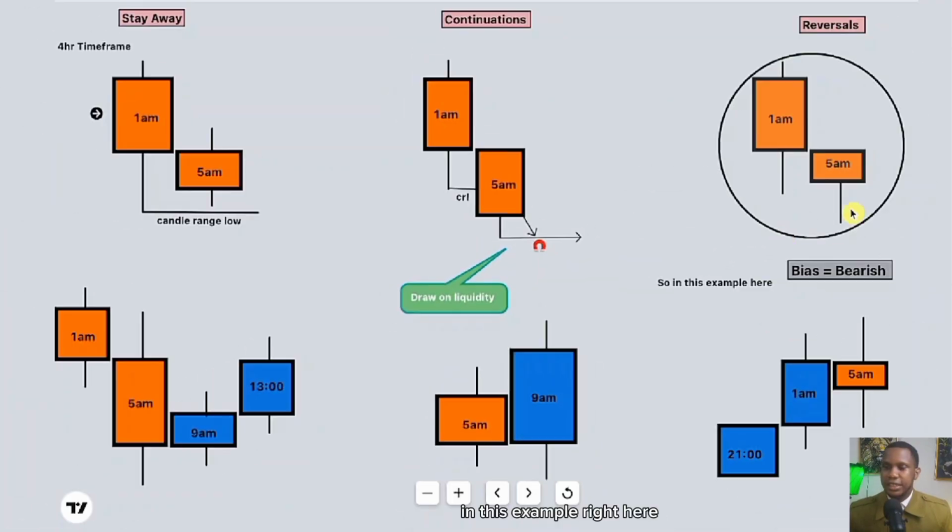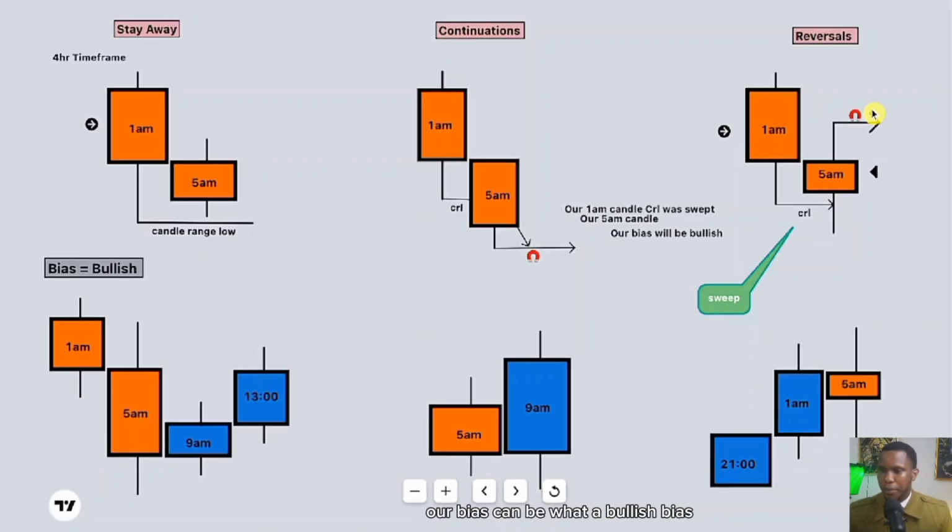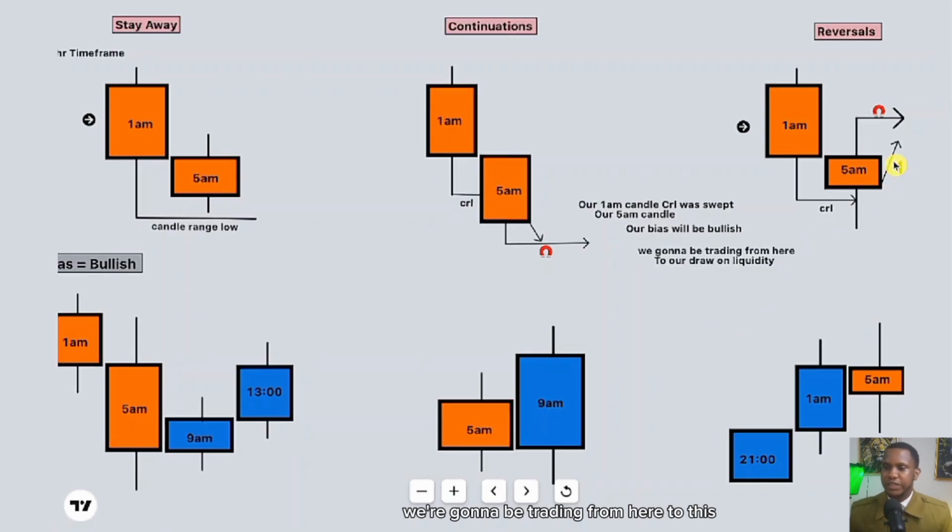Adding on, in this example right here, our 1 a.m. candle range low was swept by our 5 a.m. candle. Our bias can be what? A bullish bias. We're going to be trading from here to this draw on liquidity in the market.